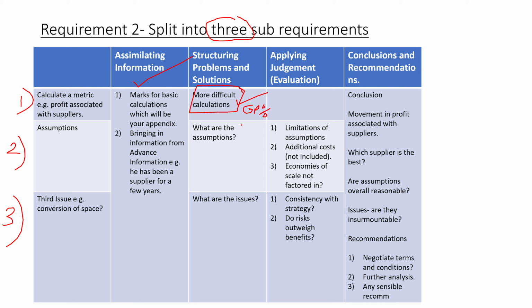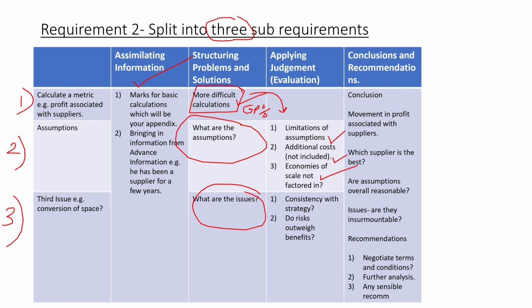Assumptions obviously is about what the assumptions are. And the third issue is what are the issues. Okay, so what are the actual issues? Applying judgment is then about what are the limitations of the assumptions. Okay, so we finished with the metric. It's looking at which additional costs are not included. Any economies of scale not factored in.